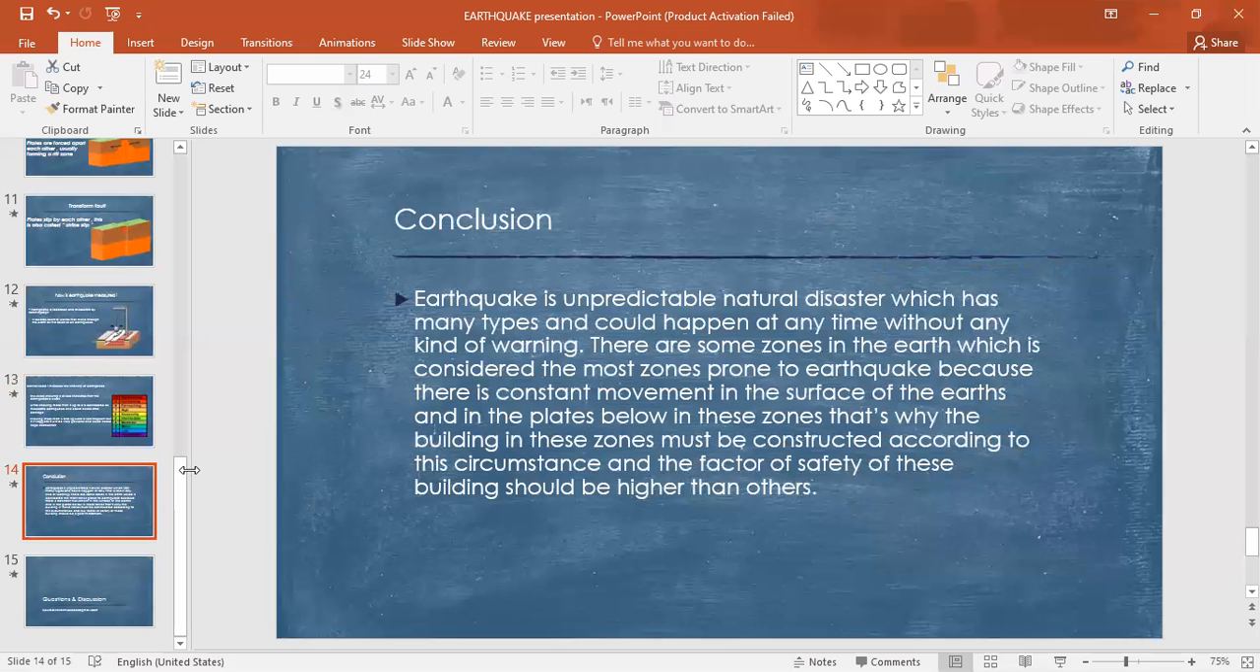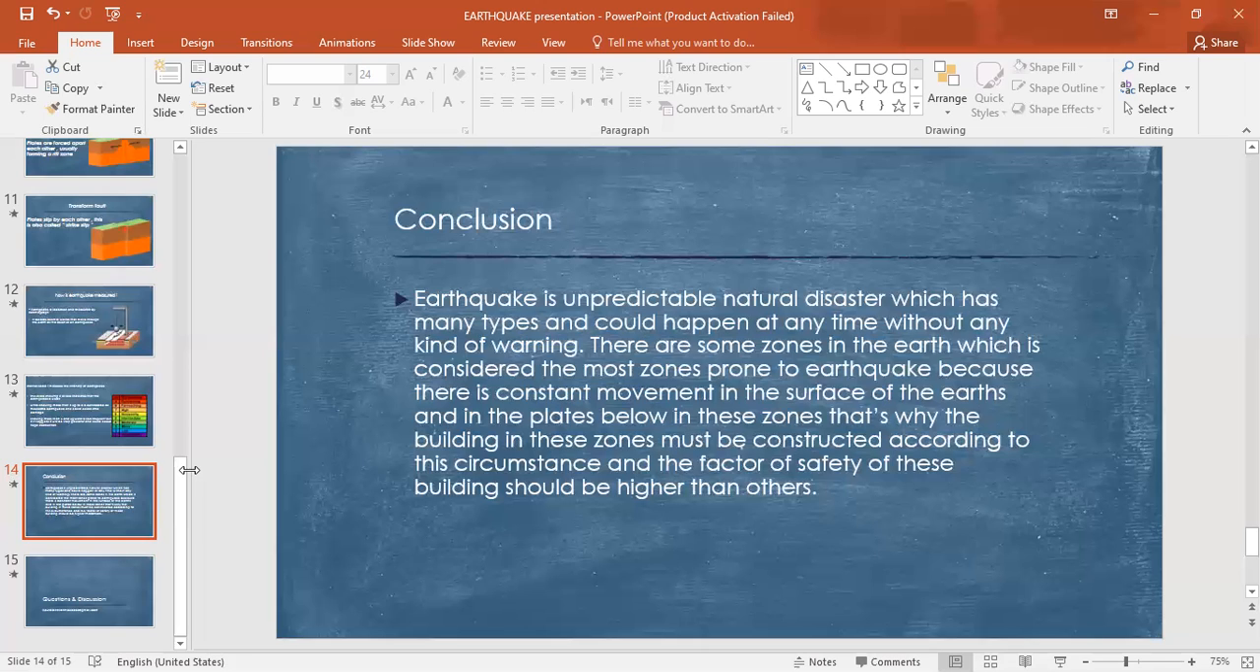So we got an idea about earthquake and natural disaster. The thing is, earthquake is unpredictable. It could happen at any time without any kind of warning. But as we know, there are some zones on Earth which are considered the most prone to earthquake. So the buildings and construction in these zones must be constructed according to the circumstances, and the factor of safety of these buildings should be higher than other buildings in different areas.